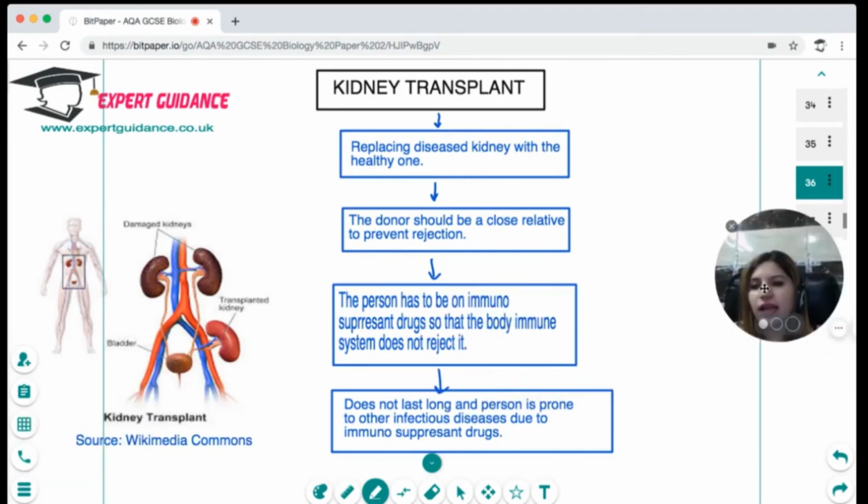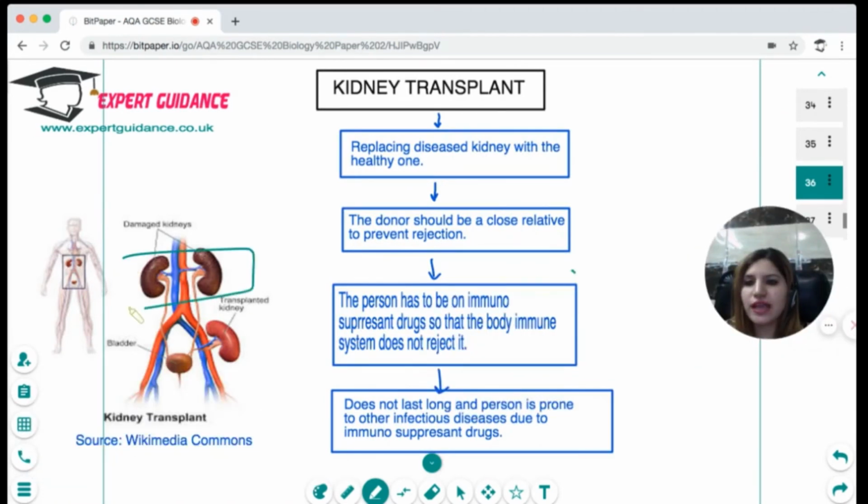On the other hand, there's a kidney transplant. You can see there's a damaged kidney. So from a donor, a normal kidney is transplanted, and that works normally like the kidney. The donor has to be a close match, because the body can reject the donor kidney. It can take that as a foreign antigen and produce antibodies and destroy it.